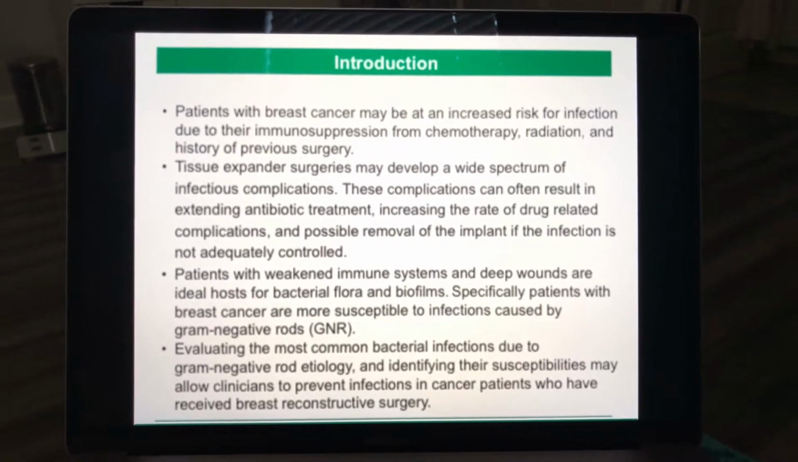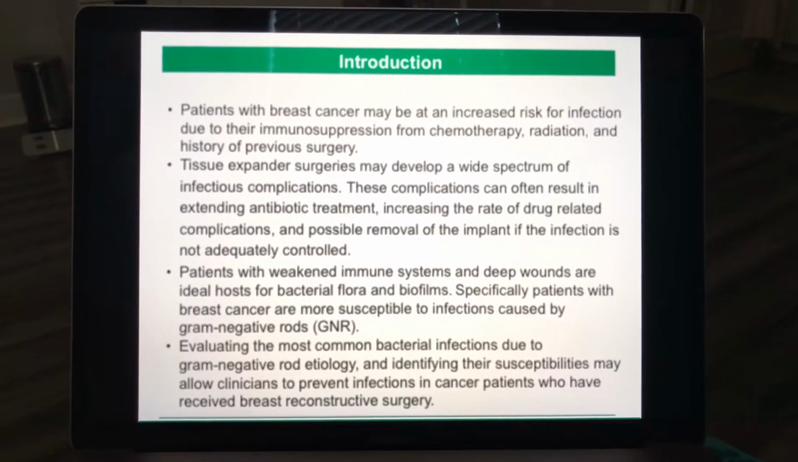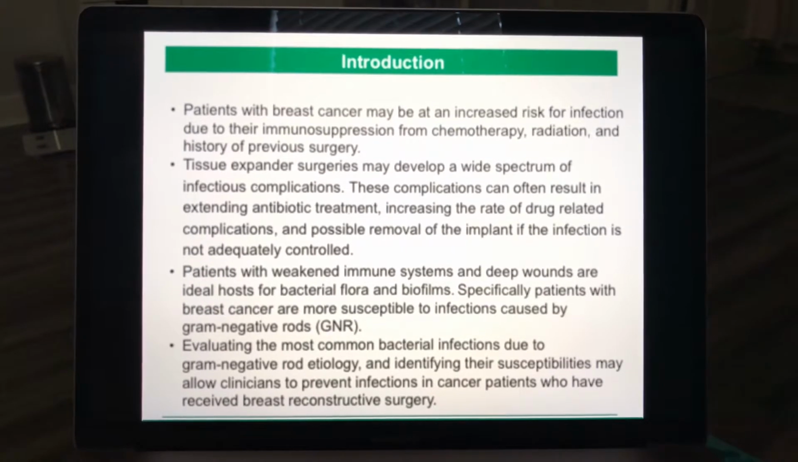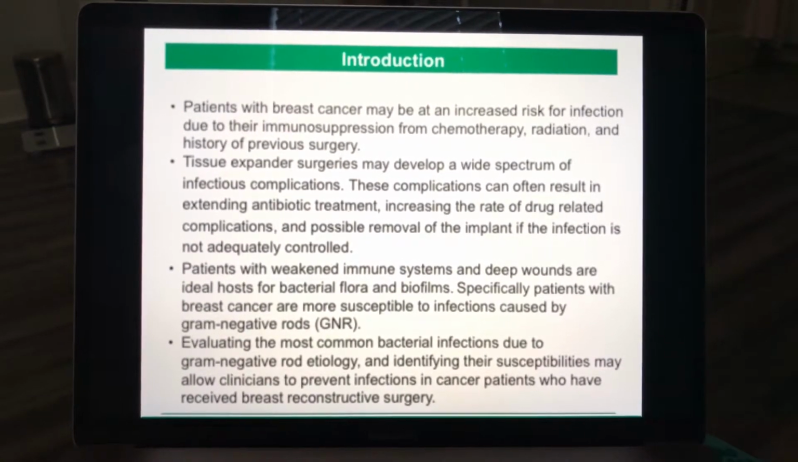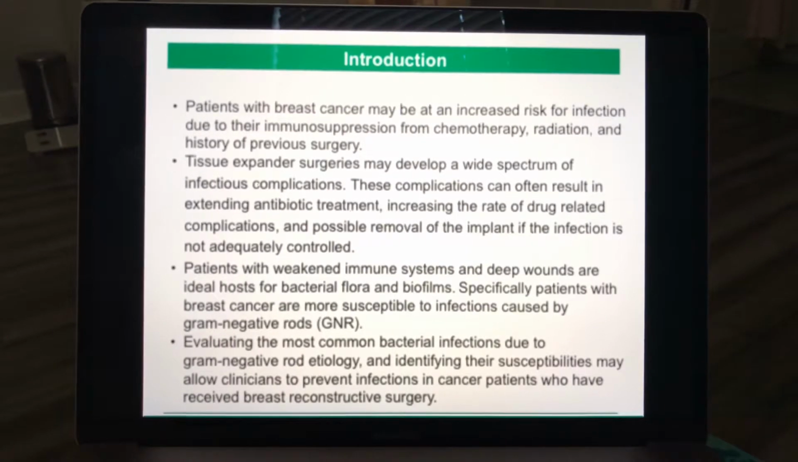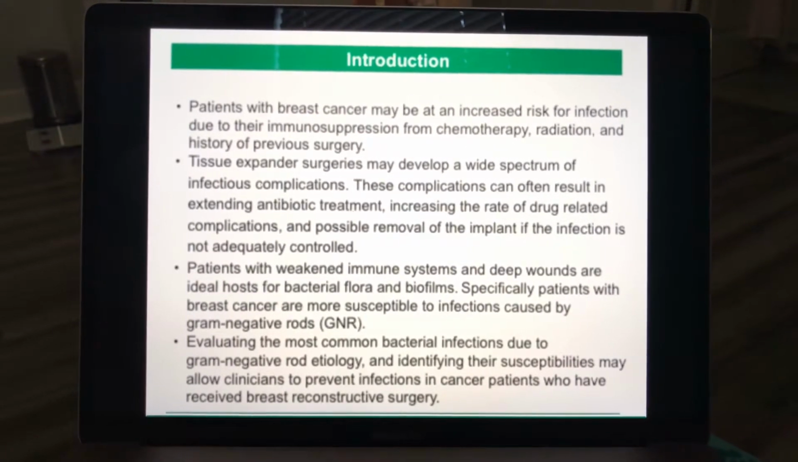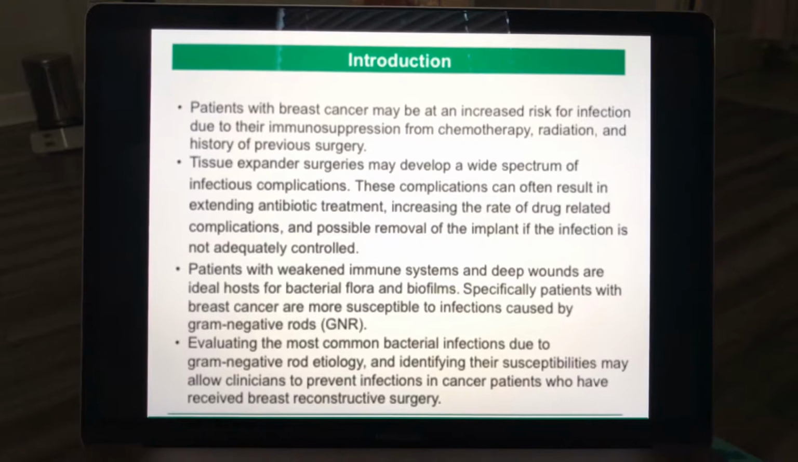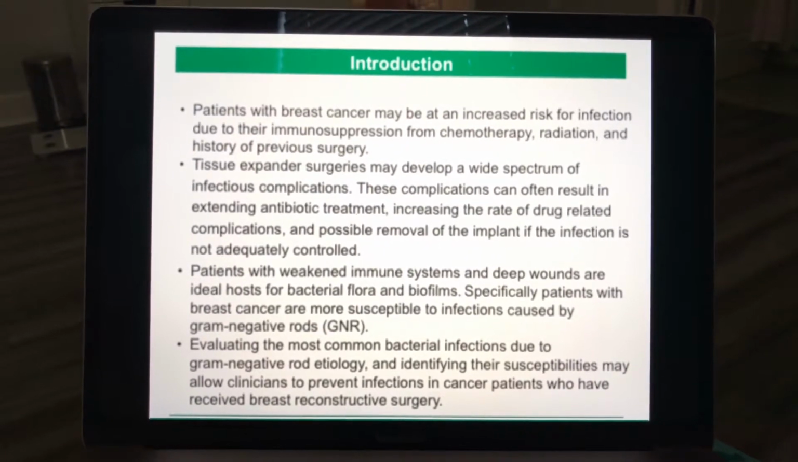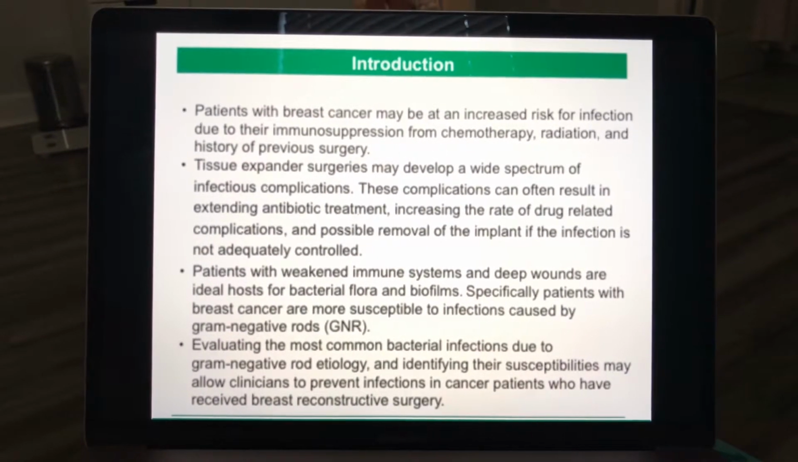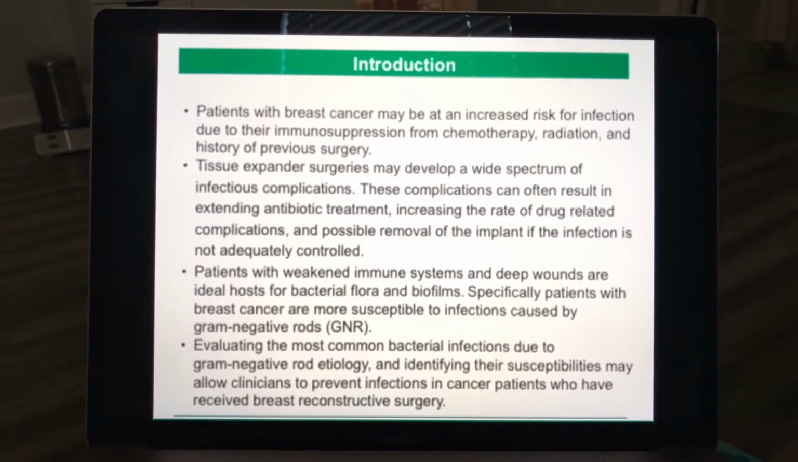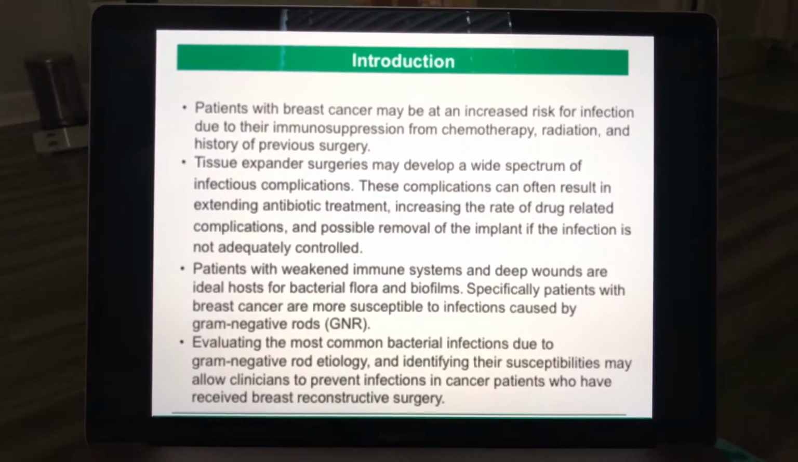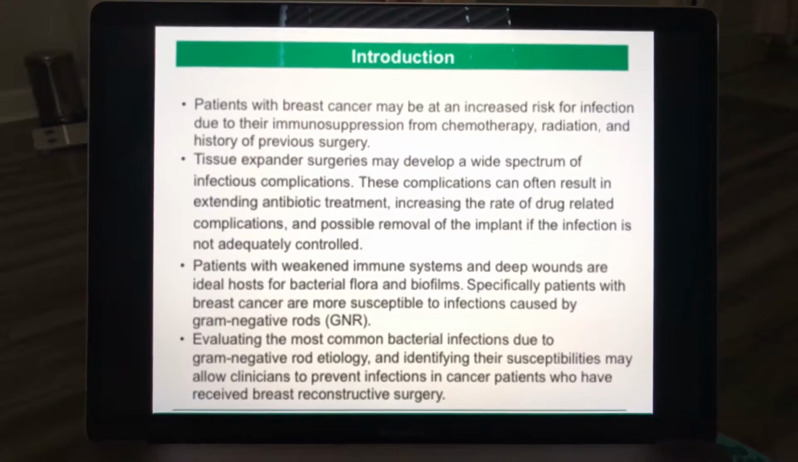Patients with breast cancer may be at an increased risk for infection due to their immunosuppression from chemotherapy, radiation, and previous history of surgery. Tissue expander surgeries may develop a wide spectrum of infectious complications. These complications can often result in extending antibiotic treatment, increasing the rate of drug-related complications, and possible removal of the implant if the infection is not adequately controlled.